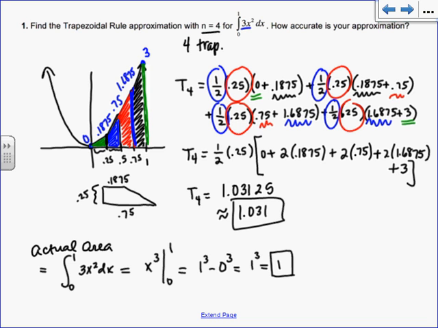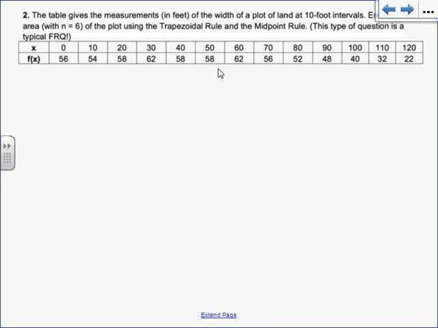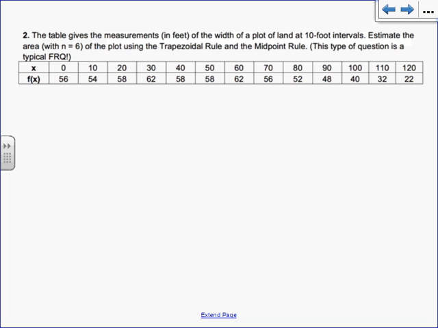All right. Next up. All right, so number 2 says the table gives the measurements in feet of the width of a plot of land at 10-foot intervals. Estimate the area with n equals 6 using the trapezoidal rule. So we're going to use T sub 6 and the midpoint rule. So we're also going to find M sub 6. Okay, and this is really kind of tricky because if we're starting with 0, 10, 20, and so on, going all the way to 120, we actually have 12 basically rectangles there.